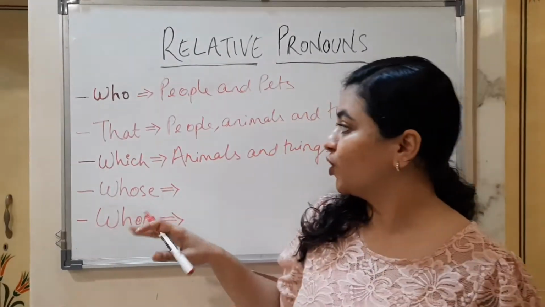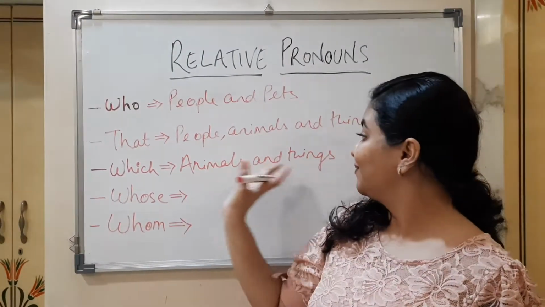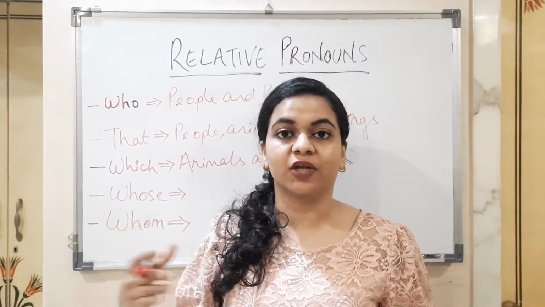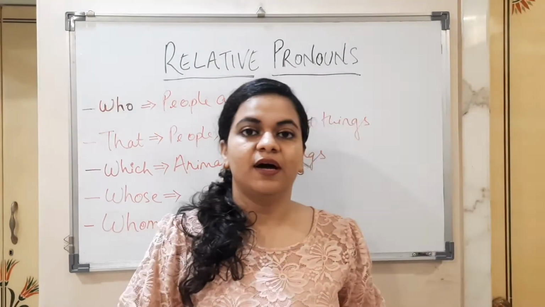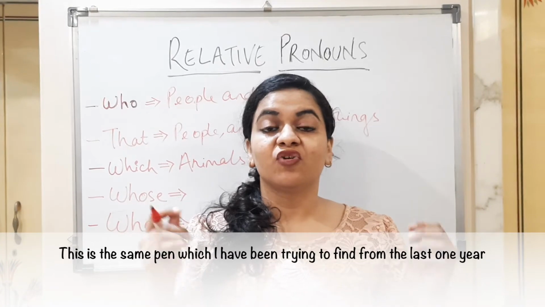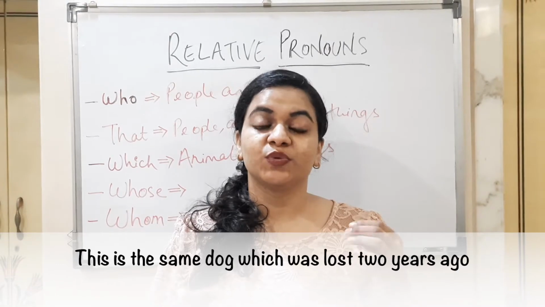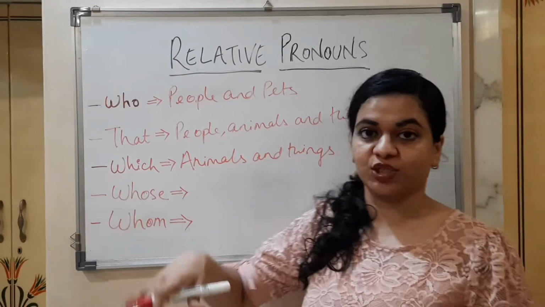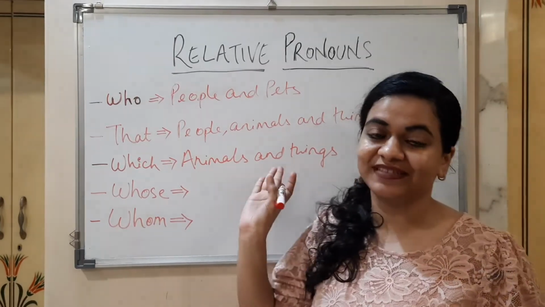Now, when I talk about which, I only use it with respect to animals and things. Animals over here refer to, say, the general category like dogs, cats, lions, among other animals. And you talk about things. So for instance, this is the same pen which I have been trying to find for the last 1 year. Or this is the same dog which was lost 2 years ago. So like you saw, I have used which when I'm talking about, say, a dog or a pen. So this is only restricted to animals and things.